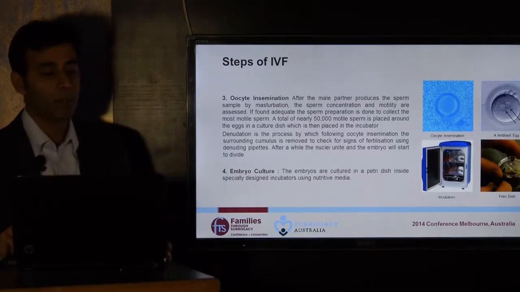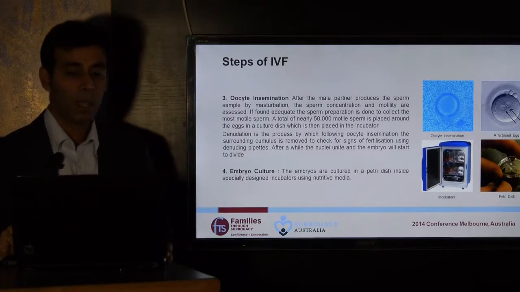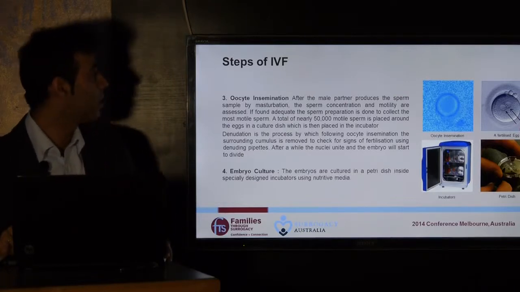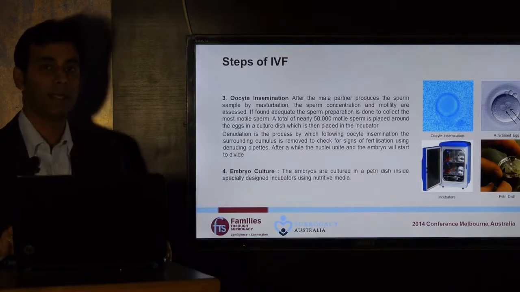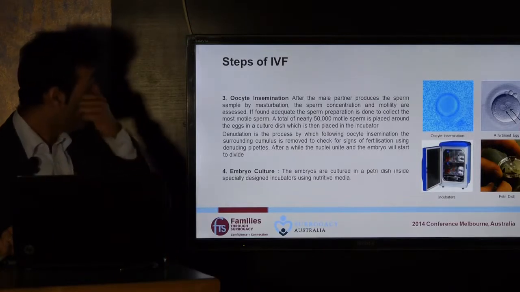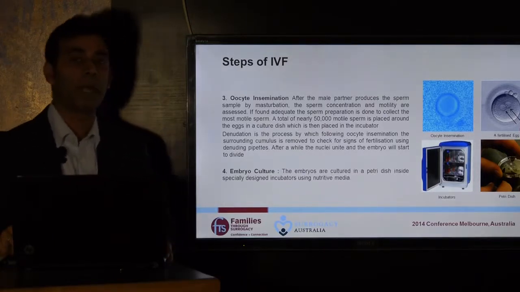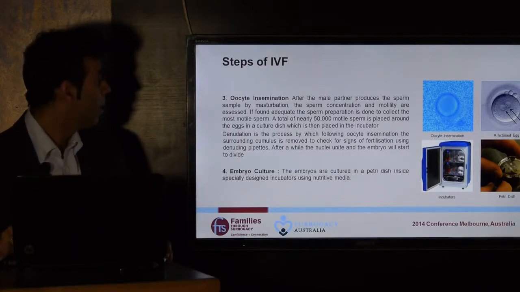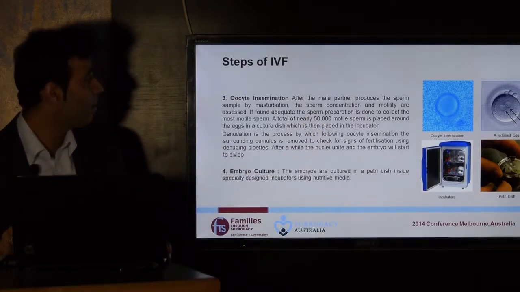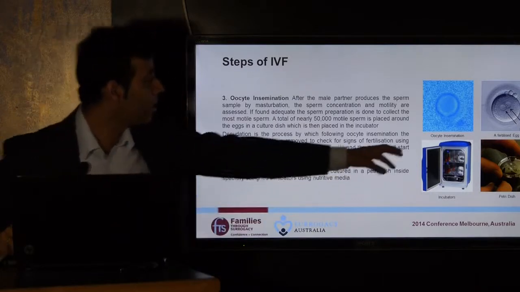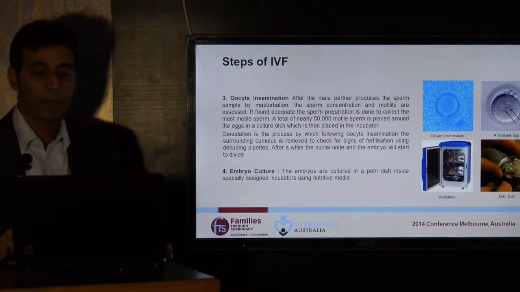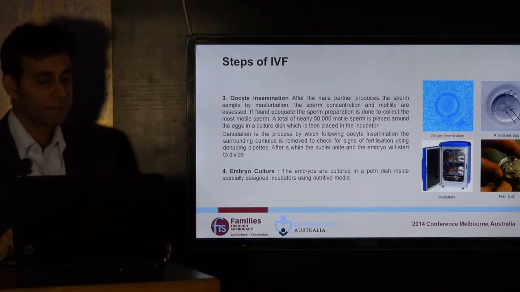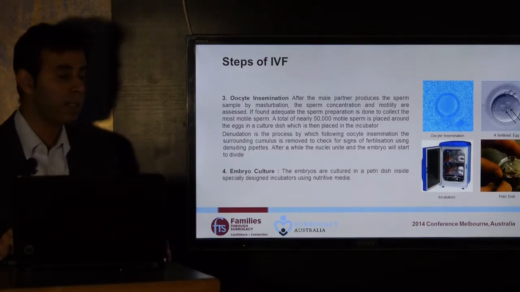Another important step is oocyte insemination. After the male partner produces the sperm by masturbation, the sperm concentration and motility are assessed under a microscope. After that, the embryologist will decide what kind of sperm processing is needed. Usually about 50,000 motile sperm are placed around the egg, as you can see in this image here, thereby enabling fertilization.